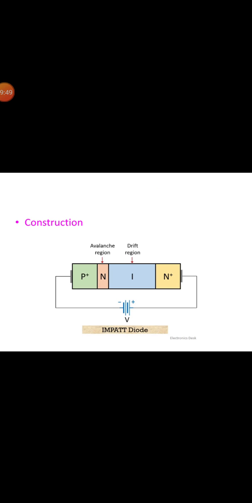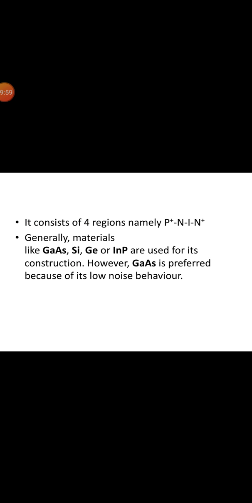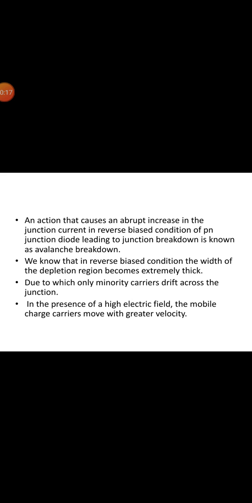This diagram shows the structure of the impact diode. It consists of an N layer and I layer sandwiched between P plus and N plus layers. As I said earlier, it consists of four regions, namely P plus, N, I, and N plus regions. Generally, materials like gallium arsenide, silicon, germanium, and indium phosphide are used for its construction. However, gallium arsenide is preferred because of its low noise behavior.